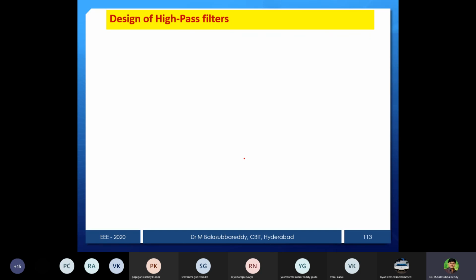And for the high pass filter, there are some empirical relations used directly here. What we have is a high pass filter, which filters out harmonics of higher frequency.